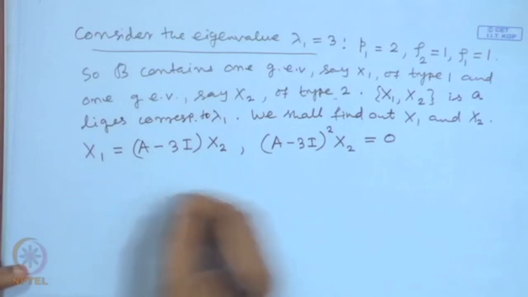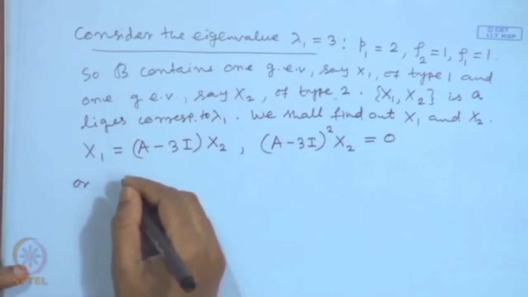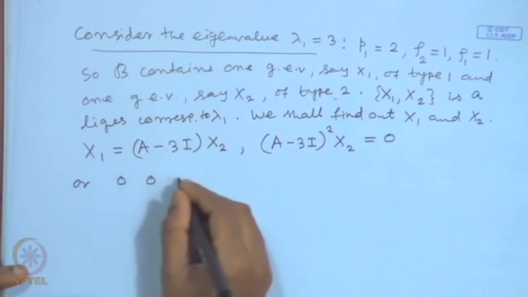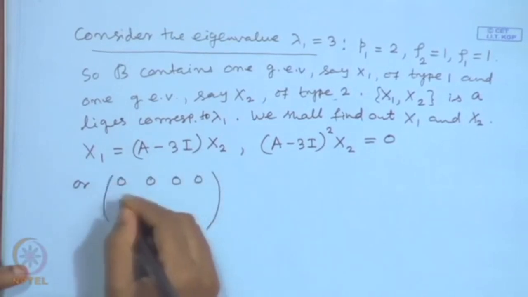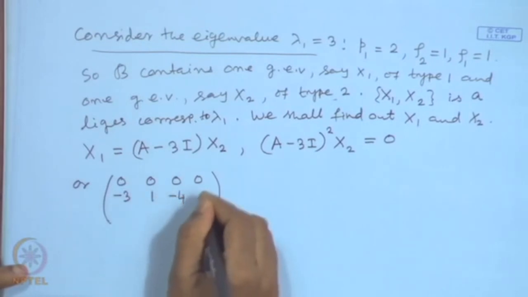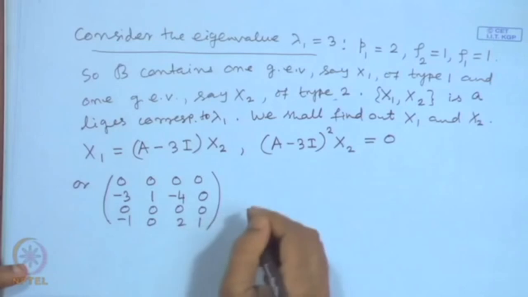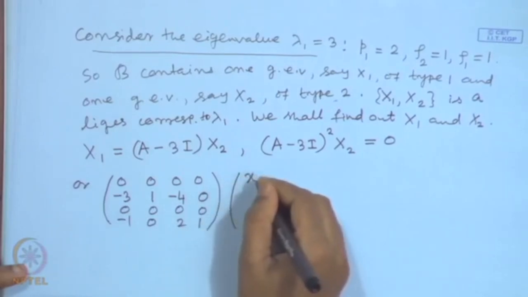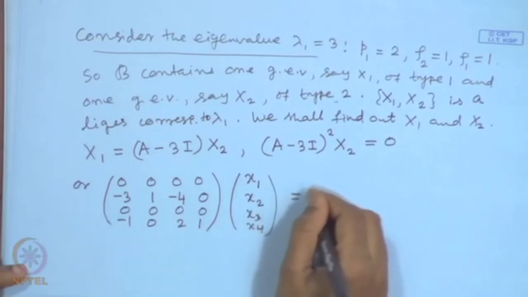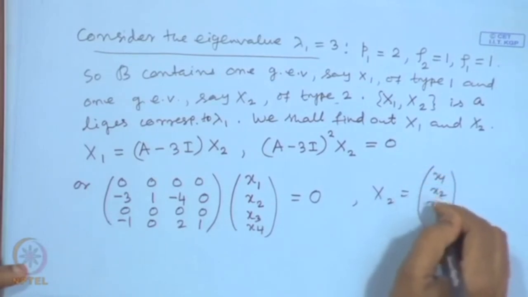Then for finding this x 2, we get A minus 3 I whole square, which one can compute is like this. It is the matrix, first row is all 0, second row is minus 3, 1, minus 4, 0, then 0, 0, 0, minus 1, 0, 2, 1. And here for x 2 we consider the entries x1, x2, x3, x4, and this is equal to 0.